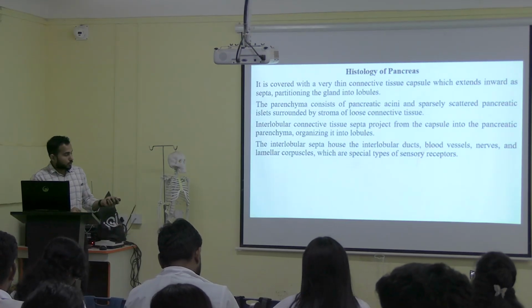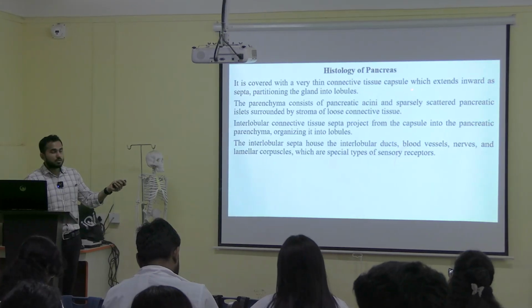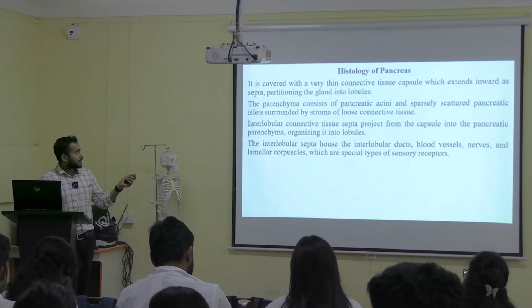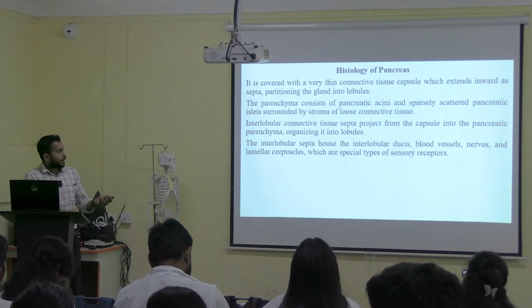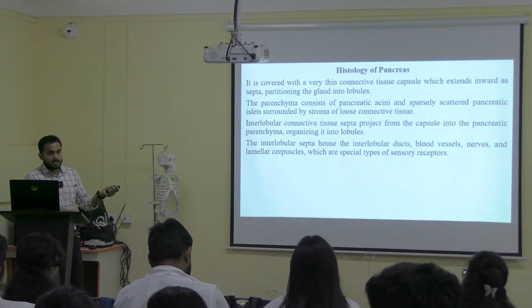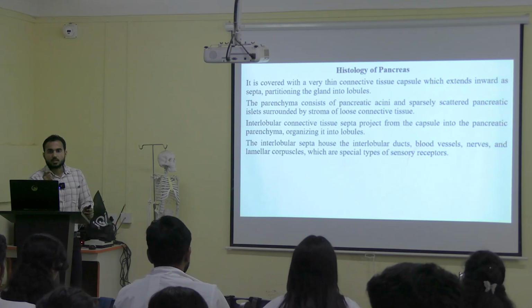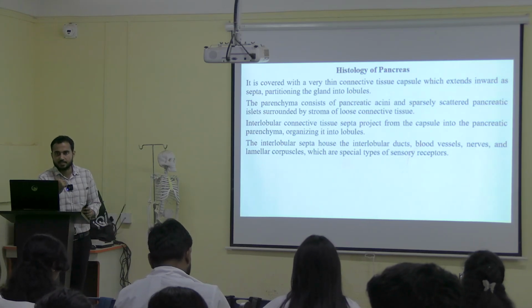So pancreas, as I said, is covered by a thin connective tissue capsule, which extends inward as septa, partitioning the gland into lobules. Now the parenchyma consists of pancreatic acini. This is very important. That means the exocrine part is mainly made up of pancreatic acini.